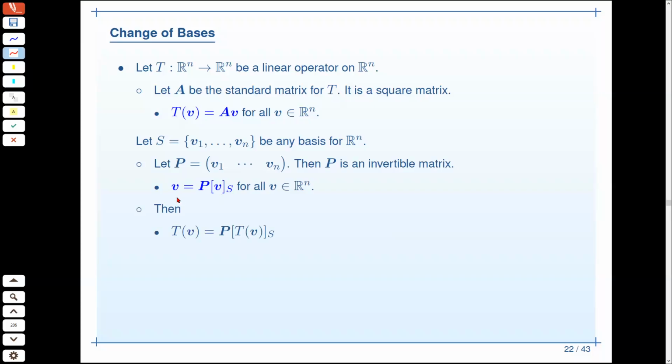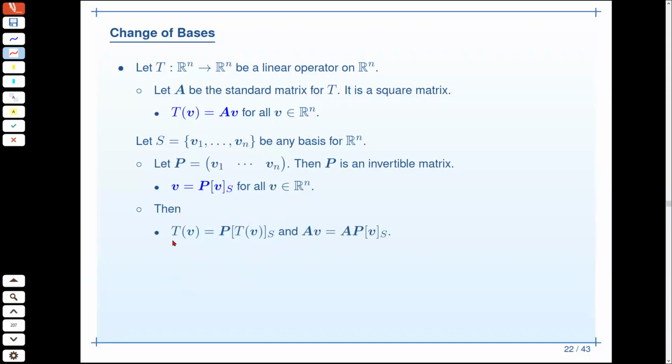If I apply T to this expression, because this is Rn, the image is also in Rn. So this is true for every V. In particular, I can replace V by TV. Still true, because TV is also in Rn. This is the special thing. So replace this one as well. TV equals P times the coordinate vector of TV relative to S.